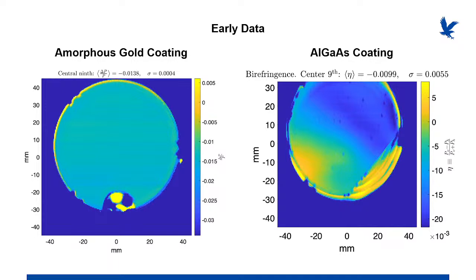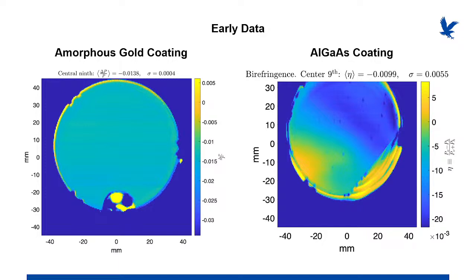This is some very early data we took. On the left here, you can see the amorphous gold coating. It's relatively uniform, although it's a little bit noisy, and it's relatively close to 0. That's about what we would expect, because we don't expect a birefringent reading for the gold material. Unfortunately, for the aluminum gallium arsenide coating on the right here, you can see that there's this large massive gradient over the whole surface, and that's not what we want to see.